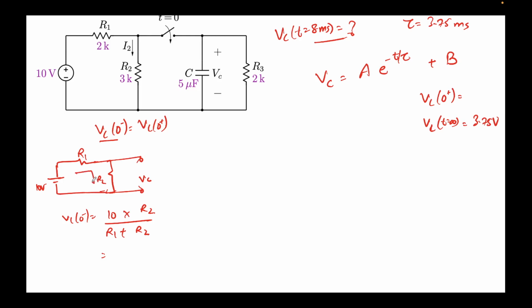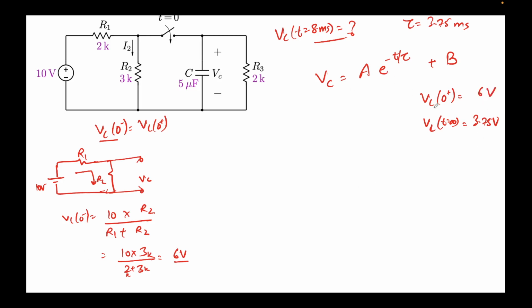You can also find it using KVL. So 10 times R2 over R1 plus R2, so this will be 10 times 3 over 2 plus 3. This is K, K and K. So this will come out to be 30 divided by 5. This will come out to be 6 volts. So we have found Vc at 0 minus is 6 volts.